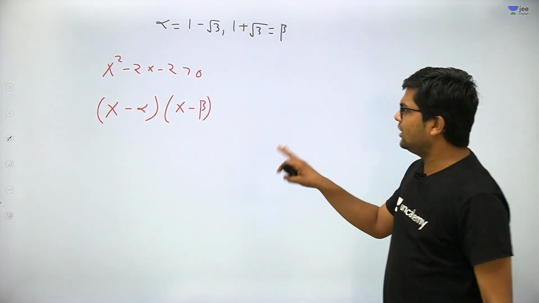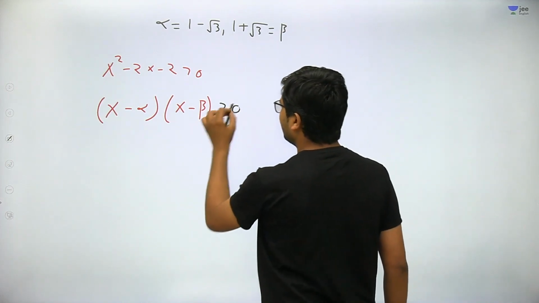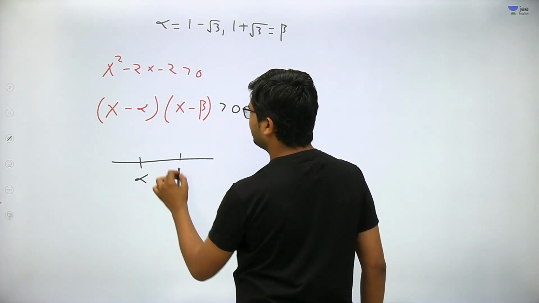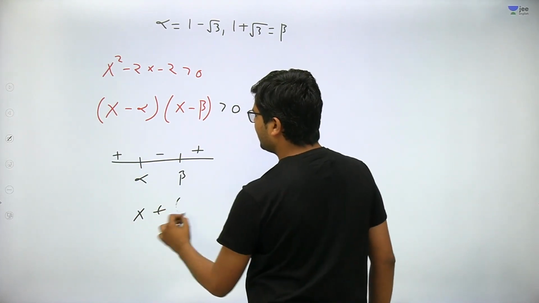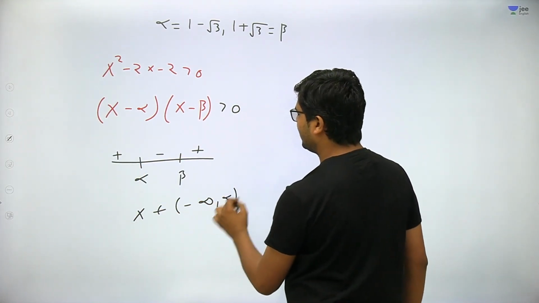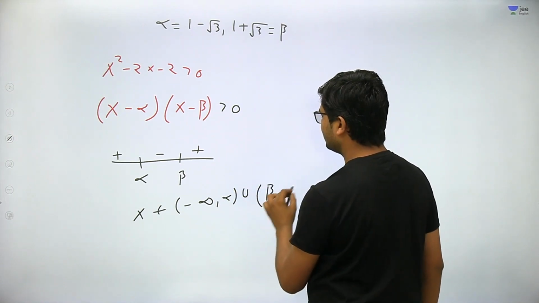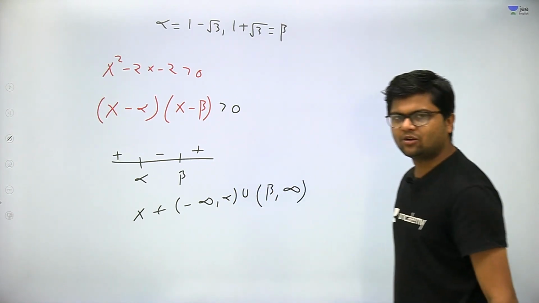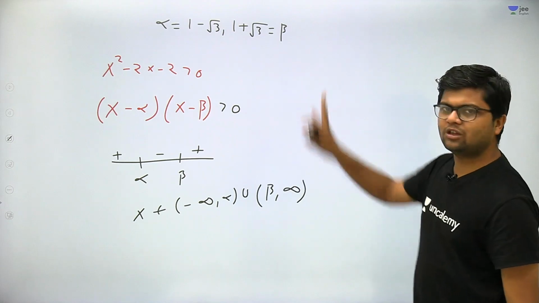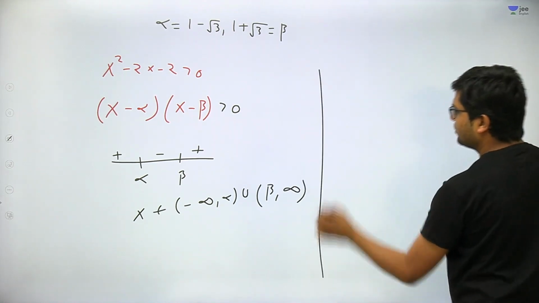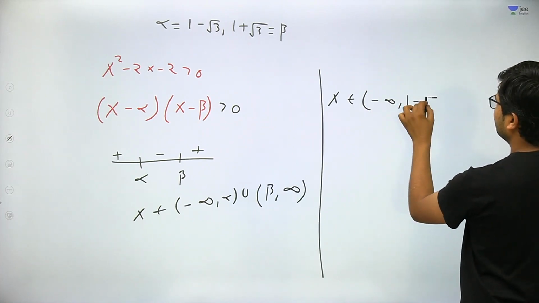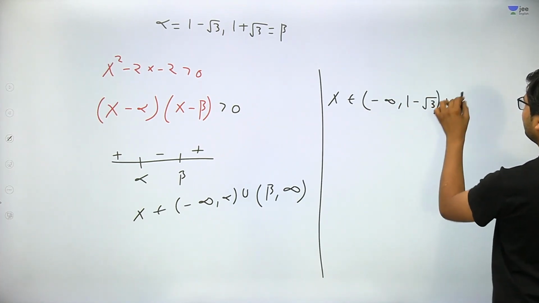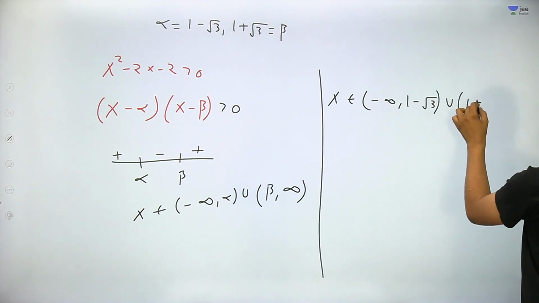Getting my point? Now for this inequality to be true, we can easily conclude from the wavy curve method that this is plus minus plus. So x will belong from minus infinity to alpha union beta to infinity. Got my point? Yes or no? Now you just need to put the value of alpha. It will come out to be x belongs to minus infinity to 1 minus root 3 union 1 plus root 3 to infinity.